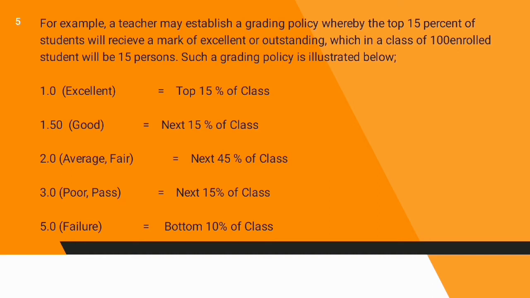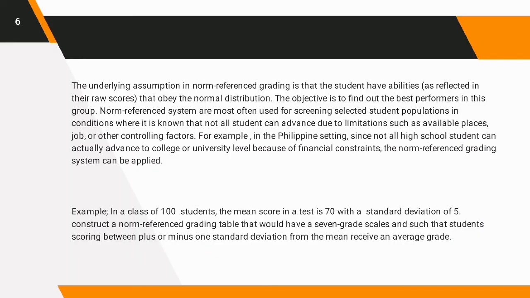1.50 is good, the next 15% of the class. 2.0 is average or fair, the next 45% of the class. 3.0 is poor or pass, the next 15% of the class. 5.0 is failure, so the bottom 10% of the class.